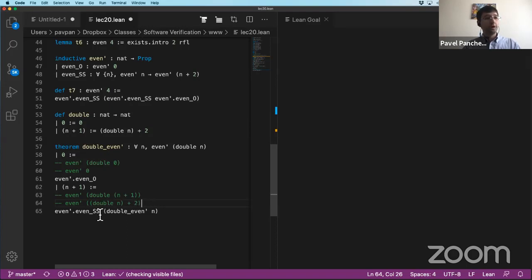Well, to do so, we can use this function, even_ss, which tells us that n plus 2 is even when n is even. So now we need to construct as an argument a proof that doubling n is even. And we can do so recursively by calling the double_even function that we're defining itself.